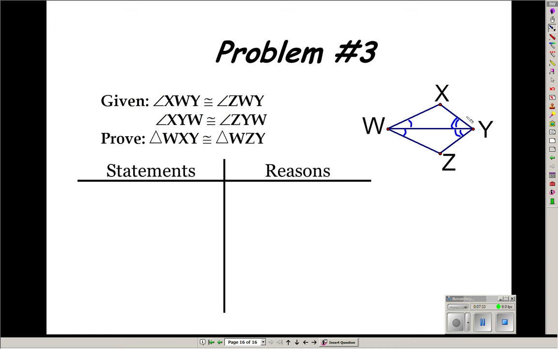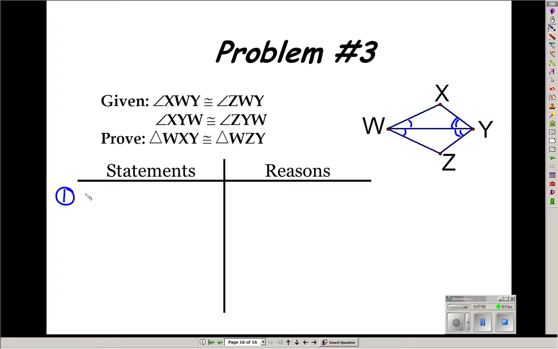Well, right now I have two pairs of angles, and there is no AA postulate, so I need more information. Are there any vertical angles? No. Any shared sides? Yes, they share that side in the middle, so I can see right away that I'm going to be using that shared side. So let's go ahead and start the proof.